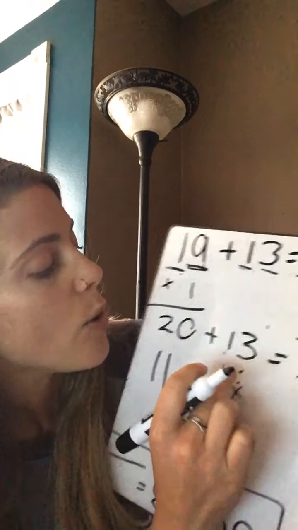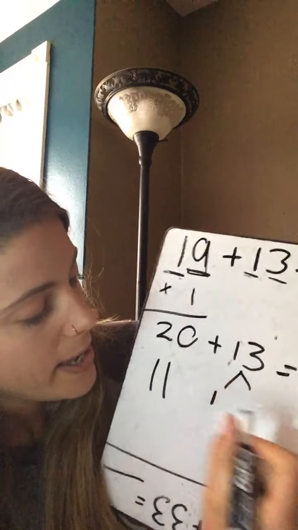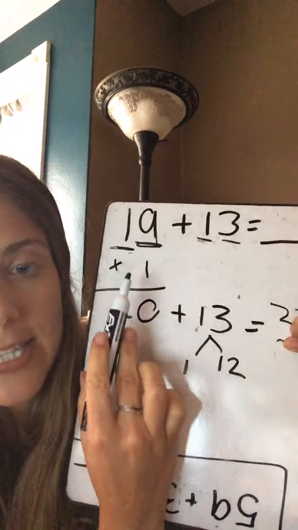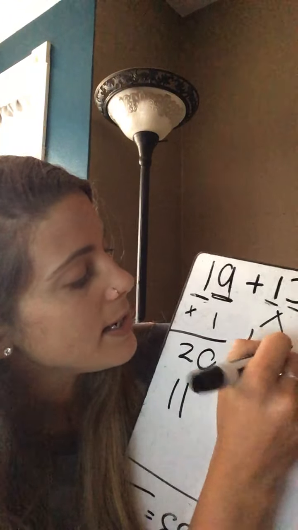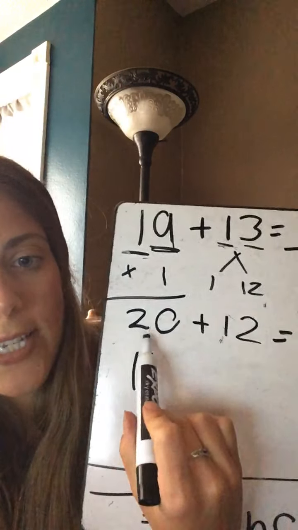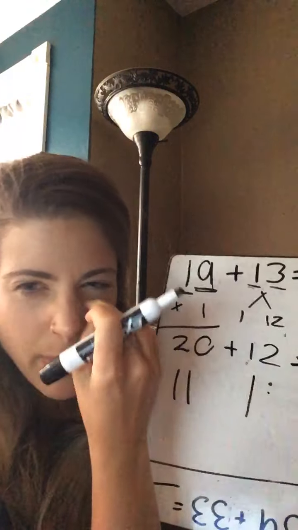Or you could think, okay, I'm going to take 13 and take away that 1, break it into a 1 and a 12, and give that 1 to the 19. So that would actually be up here. You would give the 1 to the 19, and then it'd be a 12. So then it'd be 20 plus 12, okay? So that's just one more way to think about that.